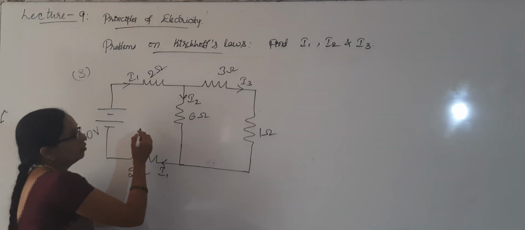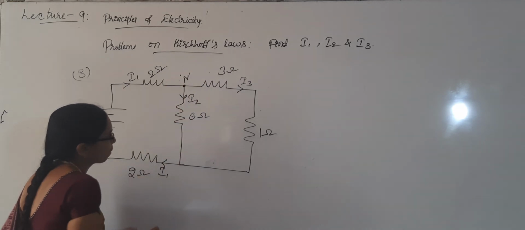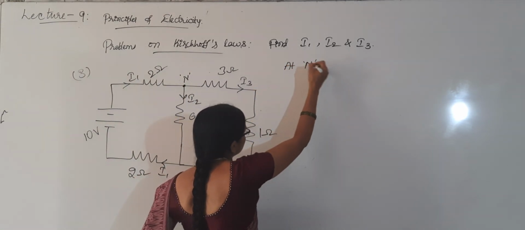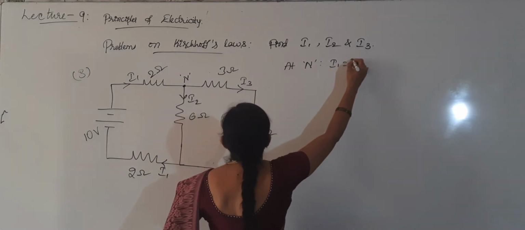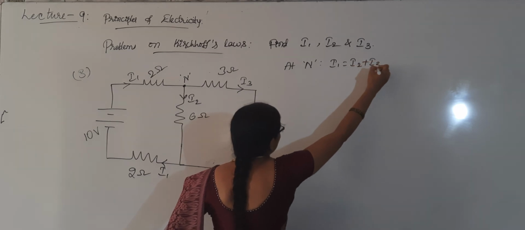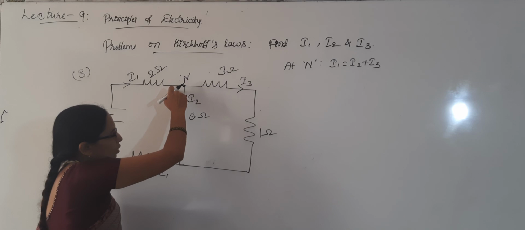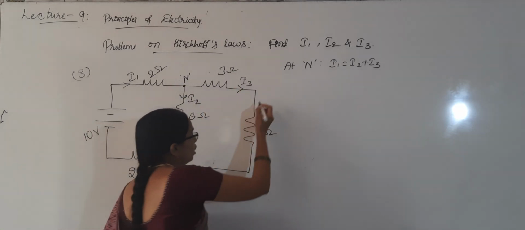So for applying KCL at node N, I1 is equal to I2 plus I3 it will be. I1 is coming into the node, I2 and I3 are going out from the node.